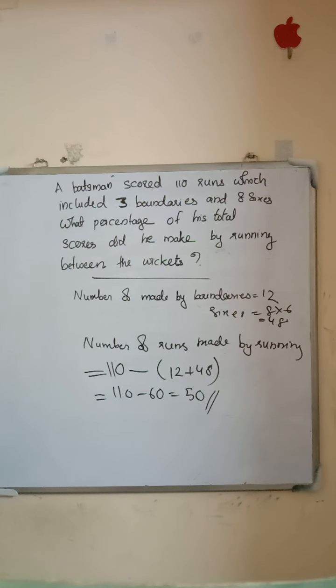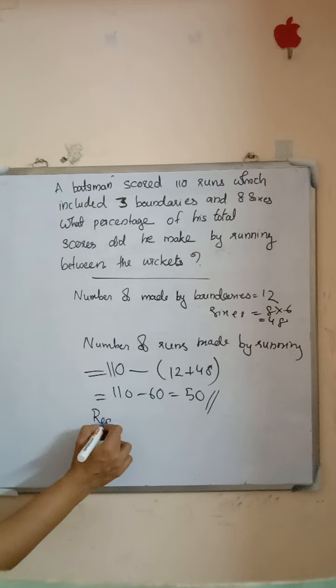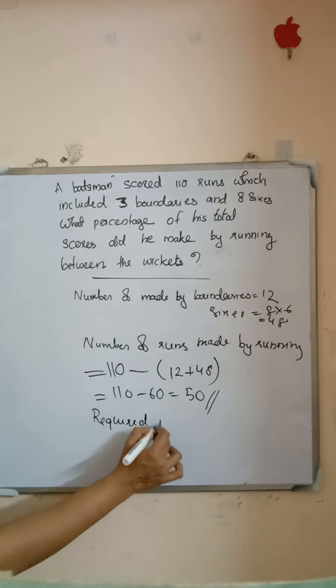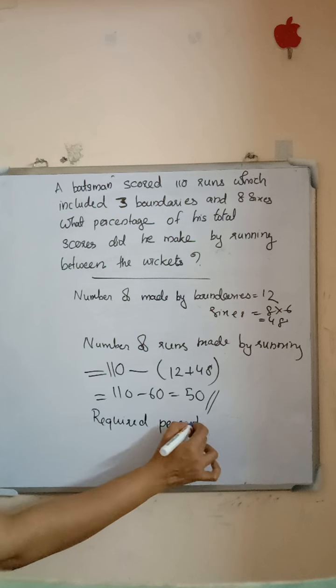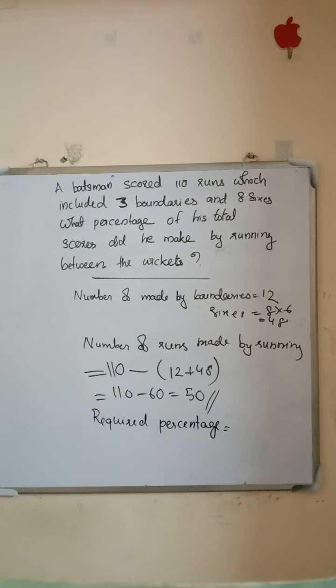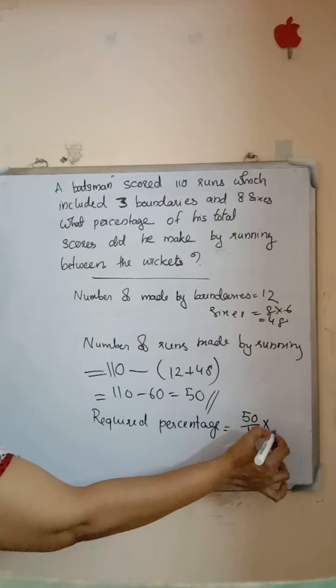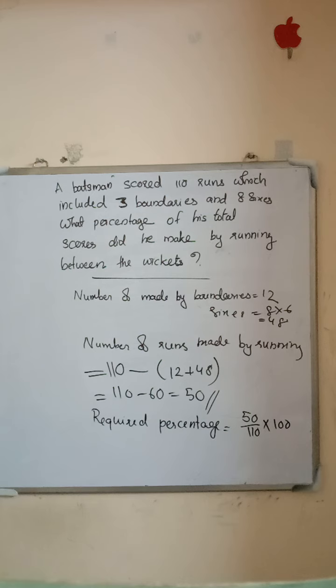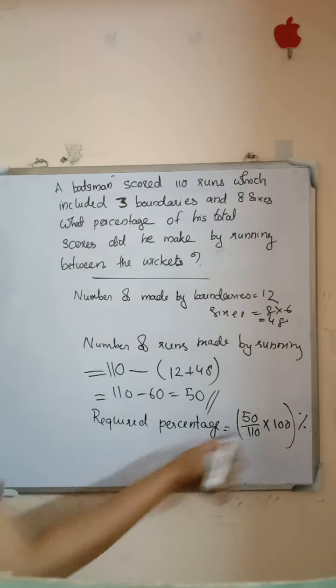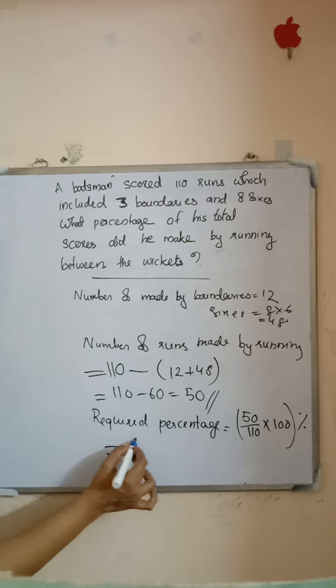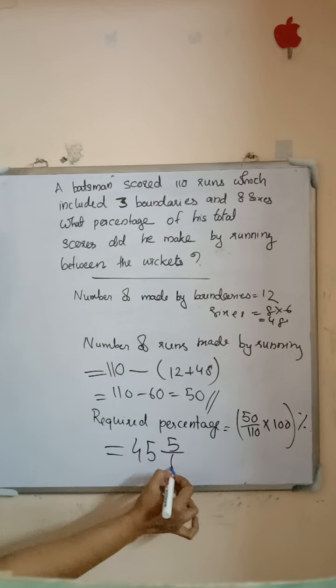We have to find the percentage of his total score he made by running between the wickets. So we find the percentage of runs made by running. So the required percentage equals 50 by 110 into 100 percentage. Okay, that is equal to 45 and 5 by 11 percentage.